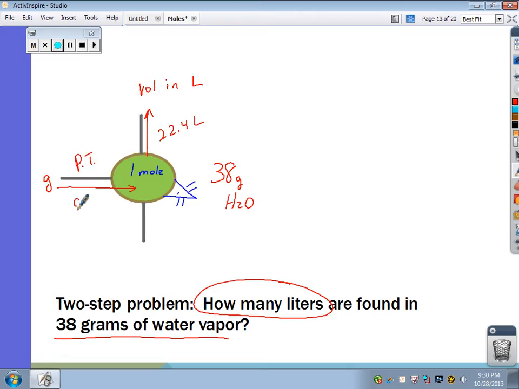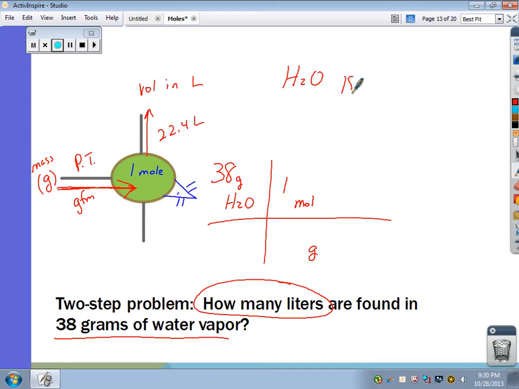I'm going to have to change my mass in grams using the periodic table. So I put grams down here. I put the word mole up here because this is the step I'm on right here. There's 1 mole in that hole. Okay, so in the hole there's 1 mole. That H2O is 18.02, right? 1.01 plus 1.01 plus 16. I'm getting those off the periodic table. That 18.02 goes right here.